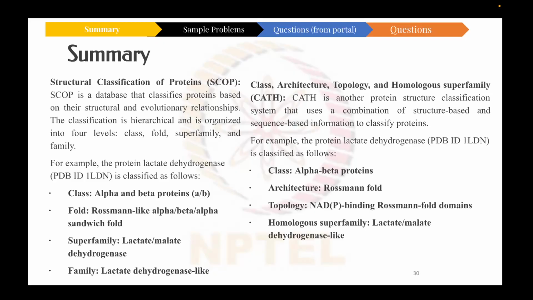So in summary, both SCOP and CATH provide hierarchical organization of protein structures based on their evolutionary and structural relationships. SCOP uses a combination of sequence and structural similarity to classify proteins, while CATH uses a combination of structure based and sequence based information. Both systems are widely used in the field of protein structure analysis and provide valuable information.